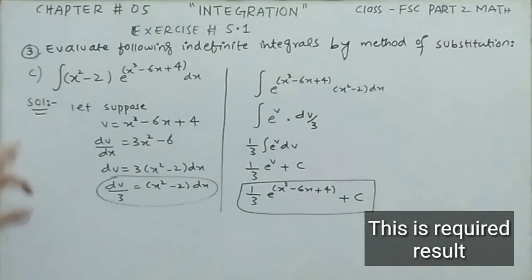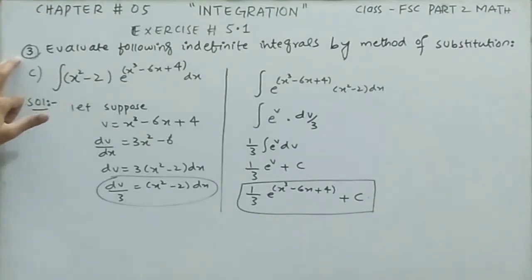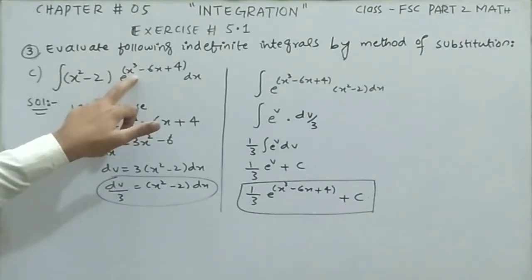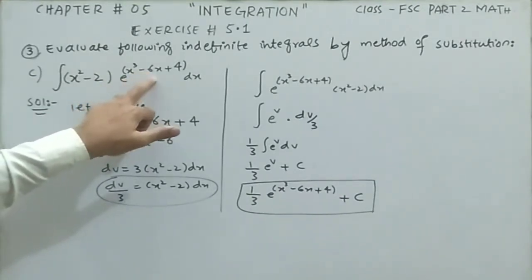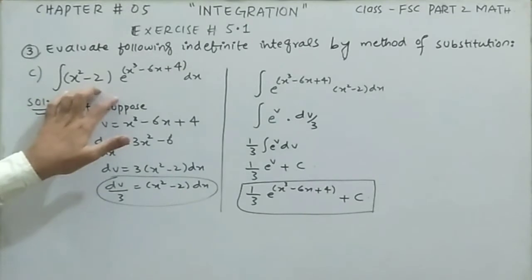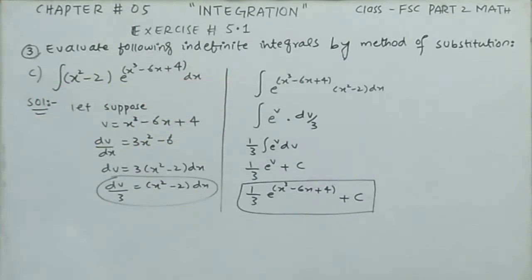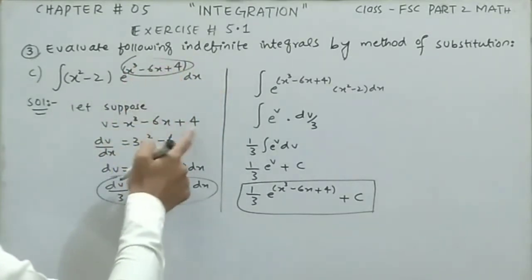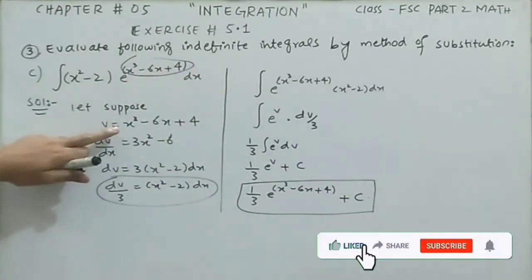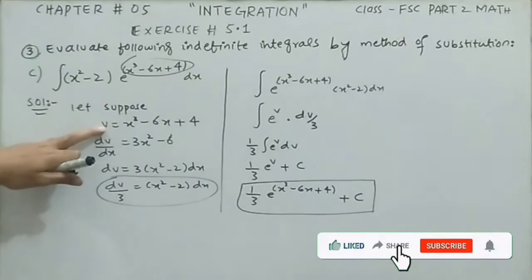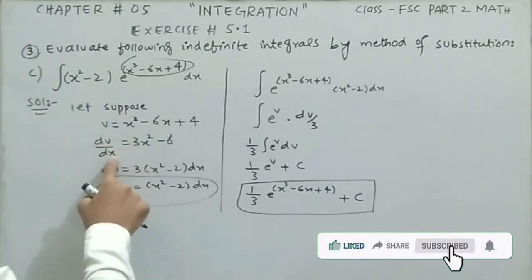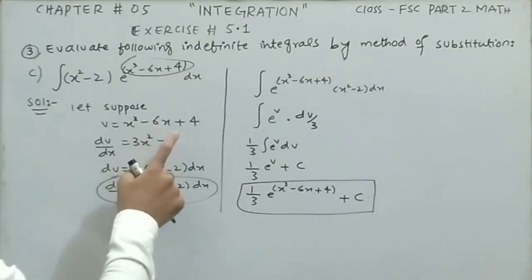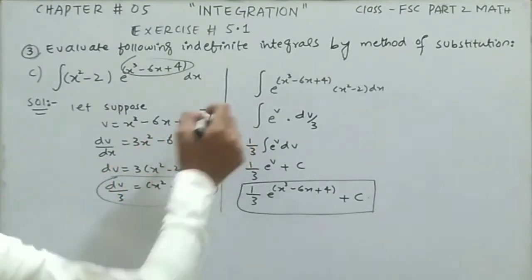Now move to the next part, part number C, related to the same question. Number 3 says: integral of x square minus 2 into e power x cube minus 6x plus 4 into dx. Solve this indefinite integral by the method of substitution. So let's suppose I take this function x cube minus 6x plus 4 equal to a variable v. Now differentiate both sides with respect to x, so it becomes dv by dx. The derivative of x cube is 3x square, the derivative of minus 6x is minus 6, and 4 is a constant, its derivative is 0.